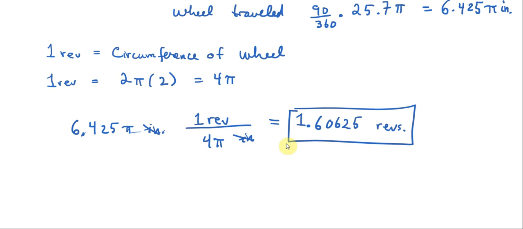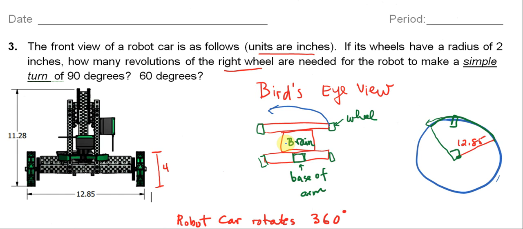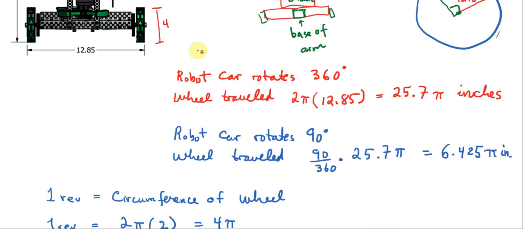In that last part of the lesson, we answered only one part of this question: how many revolutions does it take to turn 90 degrees? Done. But what about 60 degrees? Well, we can look at 90 degrees as our template for how to do this work, and everything stays the same except for this part right here that says the car will rotate 90 degrees, and we had 90 over 360 times 25.7 pi.